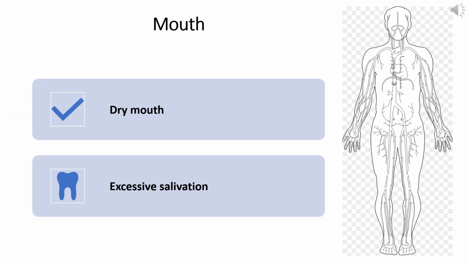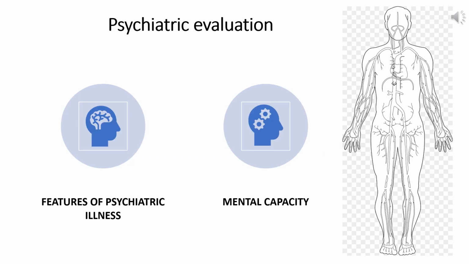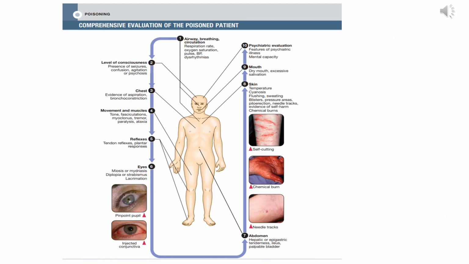After that, a person will look into the mouth if the mouth is dry and if there is any excessive salivation. And in the psychiatric evaluation, one will look for features of psychiatric illness and mental capacity. This is the summary of the comprehensive evaluation of the poisoned patient.